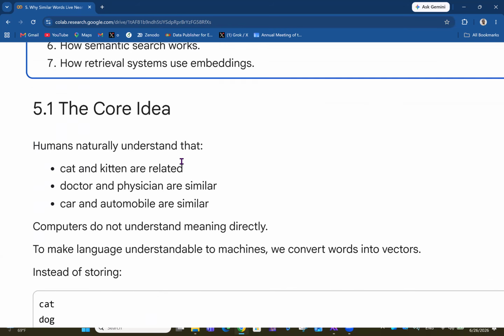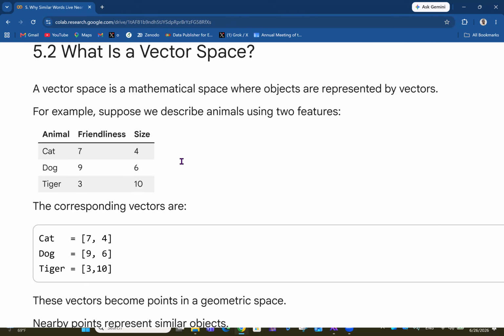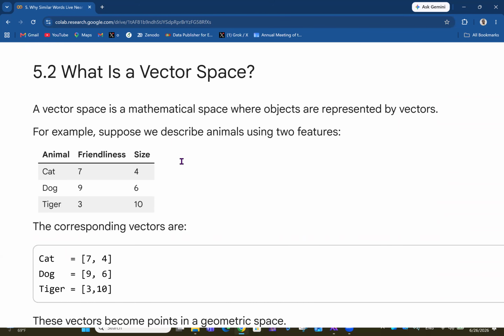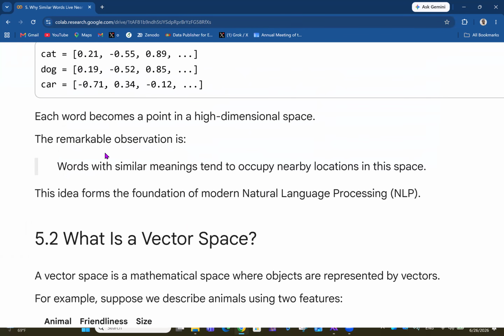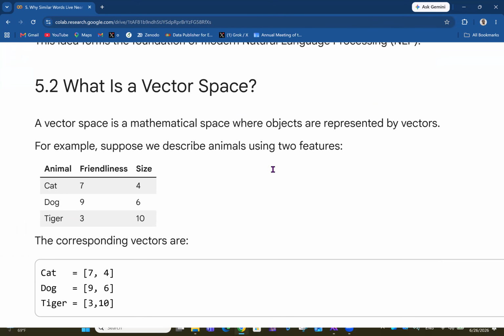Now, the next question is, the core idea, like we saw already, is that humans understand language, computers do not understand language. So to make computers or machines, in the general sense, understand human language, we need to turn human words into numbers, into vectors that can be understood by machines. So next, what is a vector space? A vector space is a mathematical space where objects are represented by vectors. Like this example shown here already. So each word now is represented by a high dimensional vector.